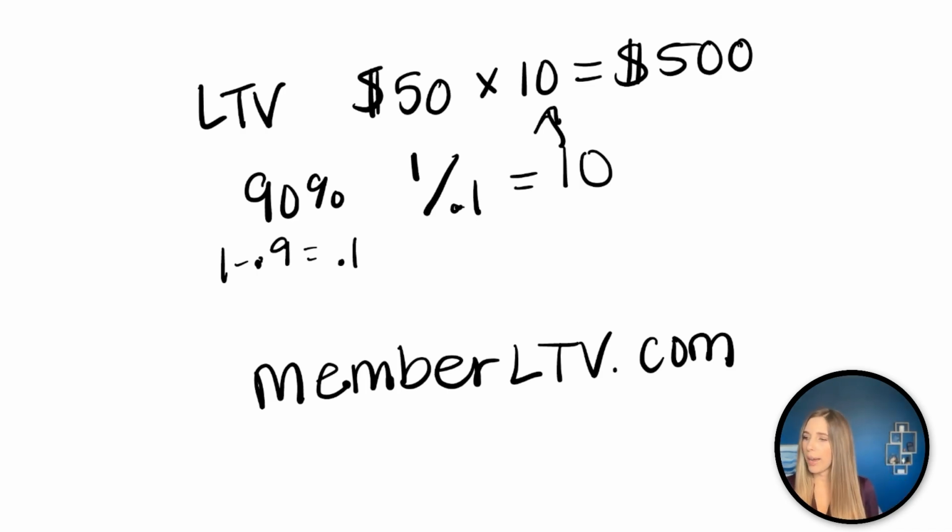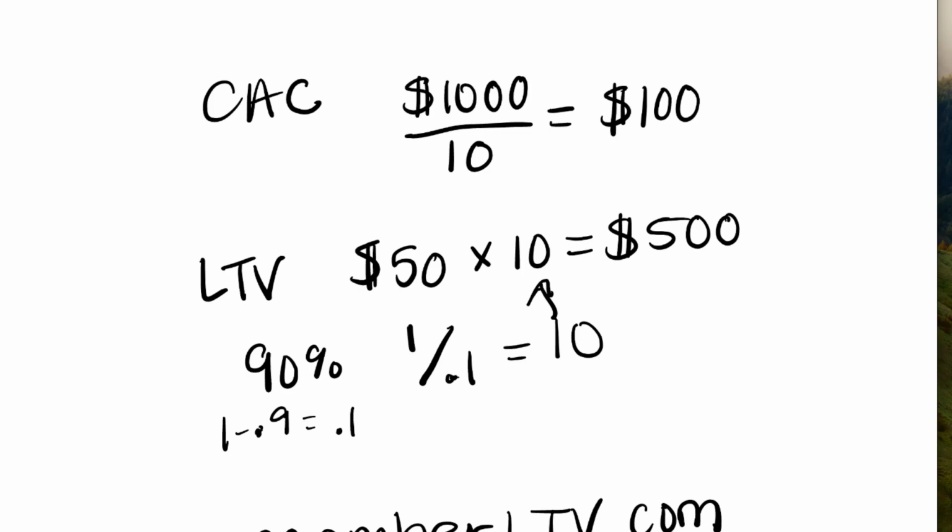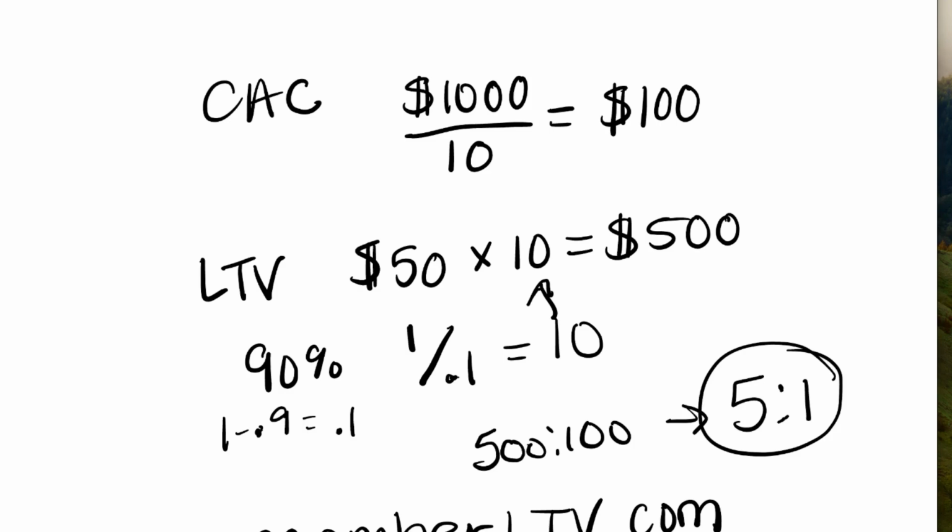Okay, so let's go back up. So now we just need to compare these to get our LTV to CAC ratio. So we're going to do 500 compared to 1, which gives us a 5 to 1 LTV to CAC ratio. Now, a ratio of at least 3 to 1 is healthy, meaning you earn $3 for every $1 spent acquiring a member, but the higher the better.